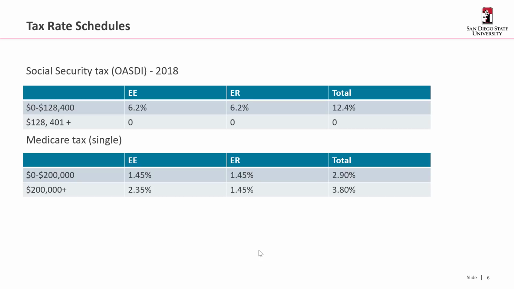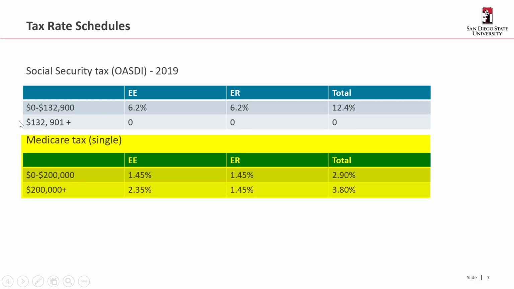We call that a progressive tax rate structure. Another important tax is the Social Security tax. And I've displayed the employment tax rates here, which includes both Social Security and the Medicare tax. And you can see that it's 6.2% for the employee share and the employer's share, a total of 12.4 for every dollar of wages up to 128.4 in 2018.